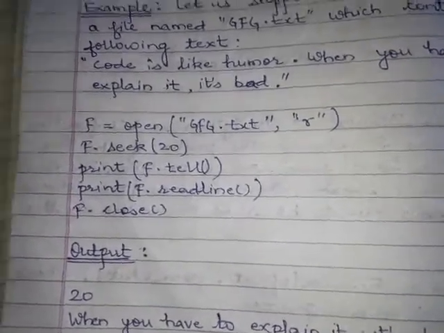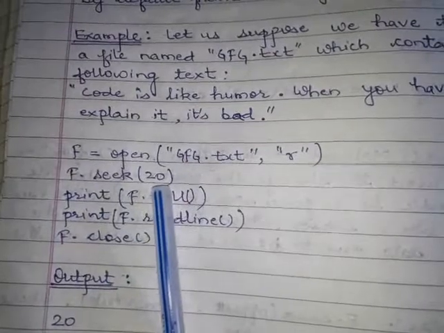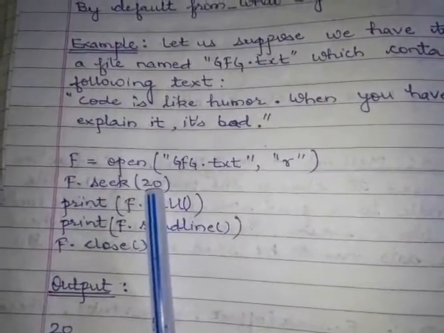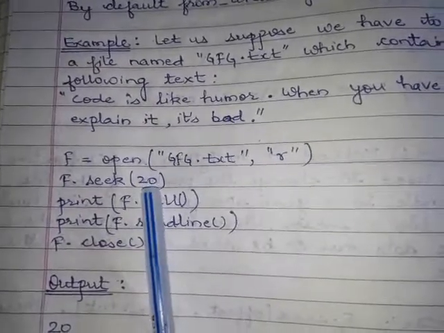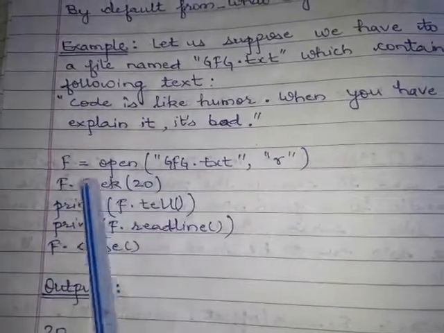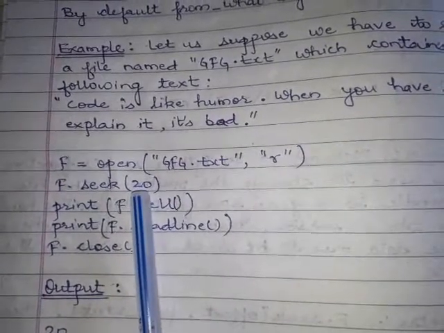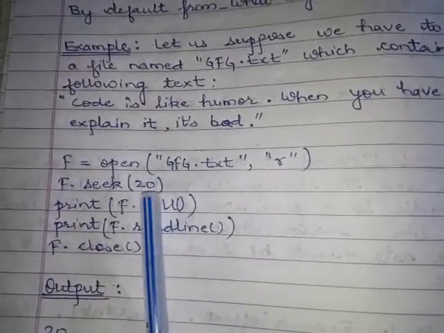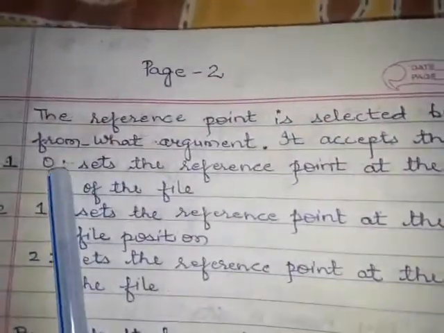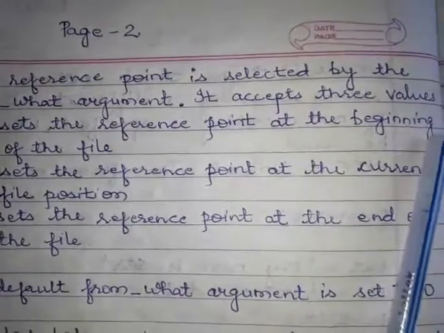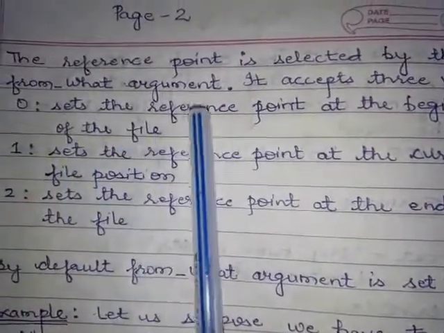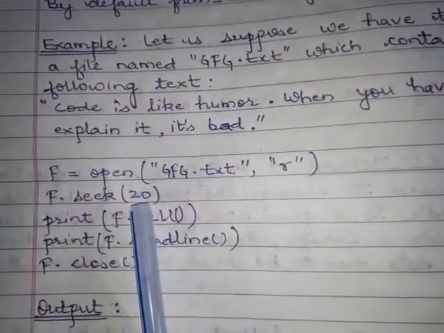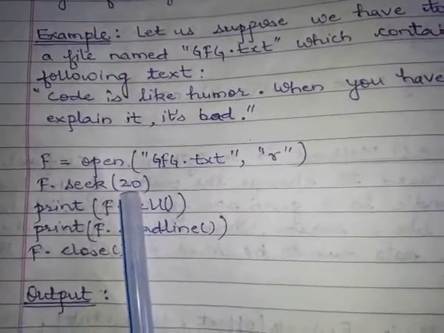f.seek(20). So here 20 is given and the from what value is not given. The from what value by default is 0. It means this method will move the file pointer 20 bytes forward from the beginning, because by default 0 means it sets the reference point at the beginning of the file. From the beginning you have to move 20 bytes forward.